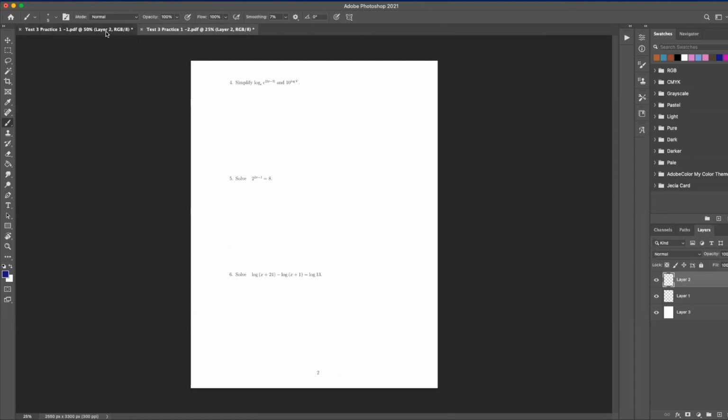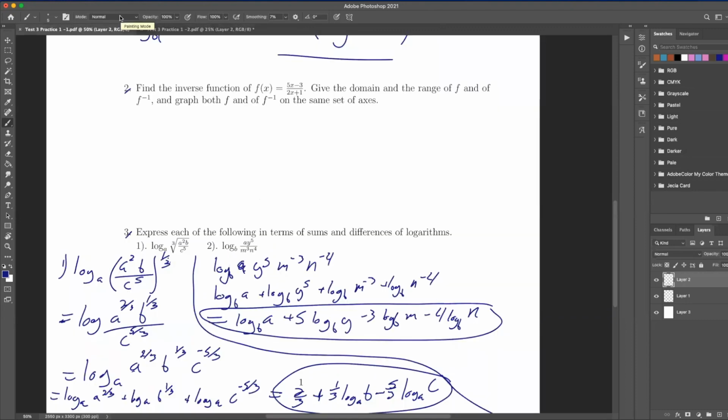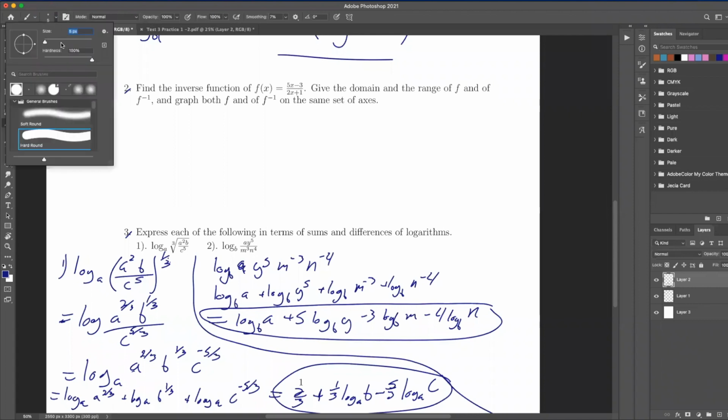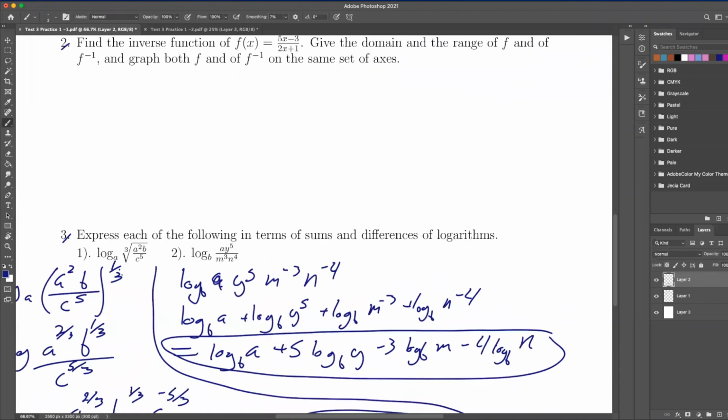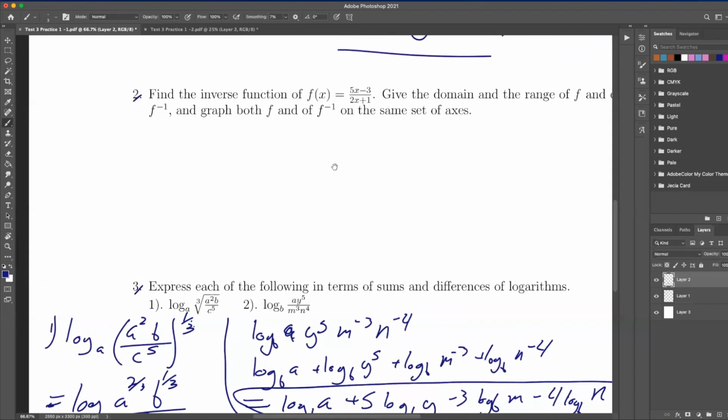But let's go ahead and do our inverse problem. All right. So here we're going to take this and we want to find the inverse. We're going to find it, and we're going to graph it. So we're going to find the inverse, find the domain and range, and then graph. And I'm going to make this a little bit smaller so I can write a little bit cleaner, so that way we have plenty of room to do this.